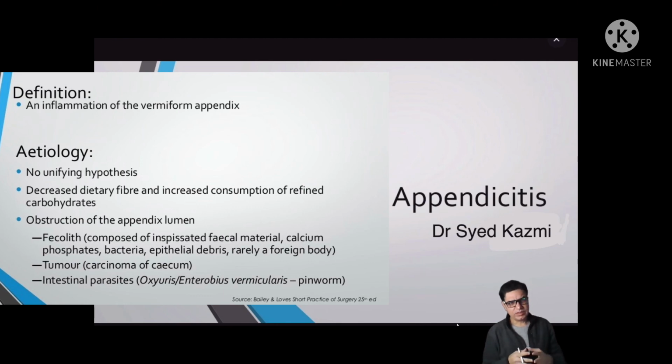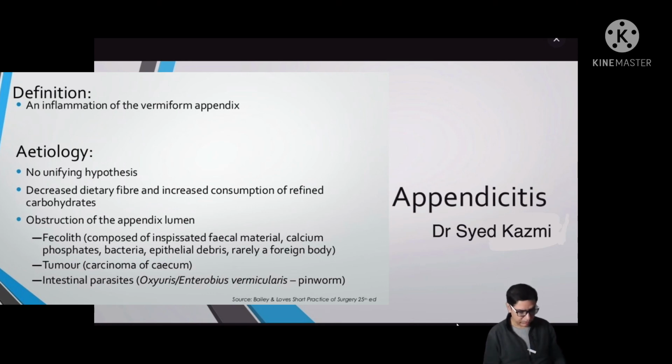Now, sometimes it can get inflamed, and then we call this condition appendicitis. So it is basically an inflammation of the appendix. Now, why does this appendix get inflamed? There are various theories about that. There is not a single theory which would say why this gets inflamed, but there are different hypotheses which say that if these conditions are present, they make a person more prone to develop appendicitis.